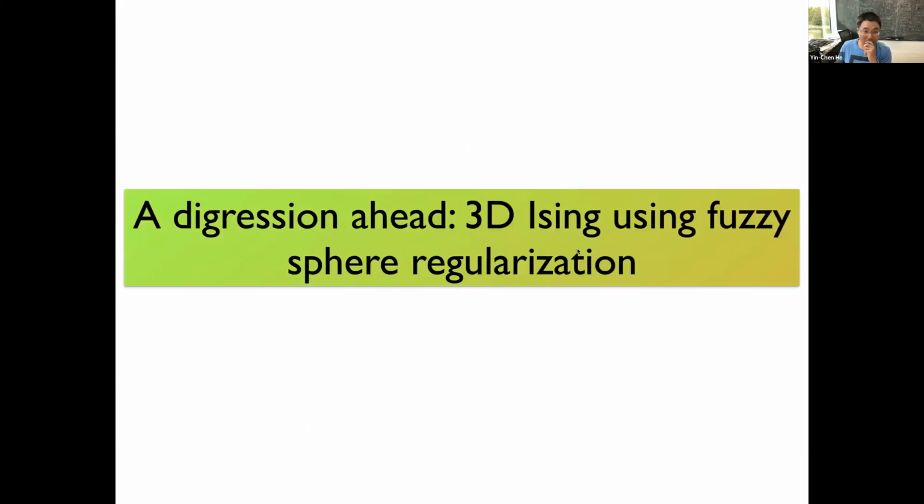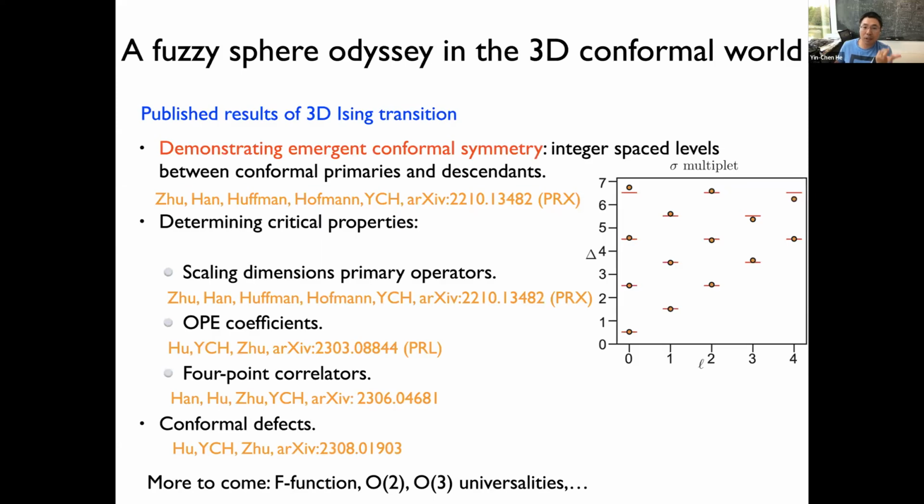So I don't have time. I think I'm almost running out of time. But let me quickly mention a digression regarding applying this to the 3D Ising transition, which can serve as a benchmark to demonstrate how good the results are. Using this approach, we can compute everything you could ever imagine for 3-dimensional CFTs, in particular for 3D Ising. We can demonstrate the conformal symmetries, we can determine the scaling dimensions, OPE coefficients, and we can also study conformal defects and so on.